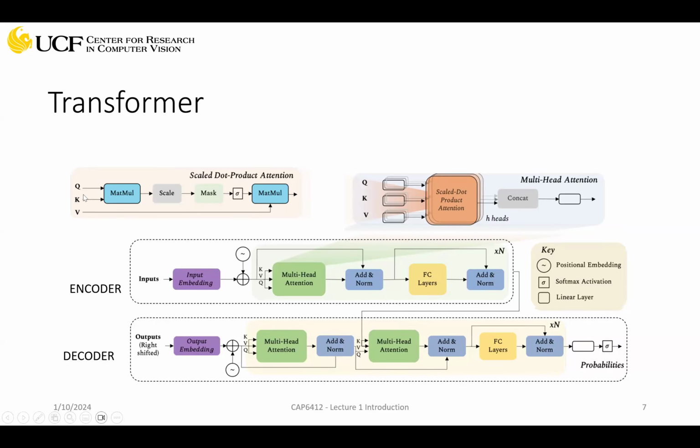So we have query and key, and we multiply them with matrix multiplication. We scale it. We can sometimes mask some of those tokens, and then we have this softmax, and the value comes here. Then again, matrix multiplication, and the result comes out. So this is the scaled dot-product attention.